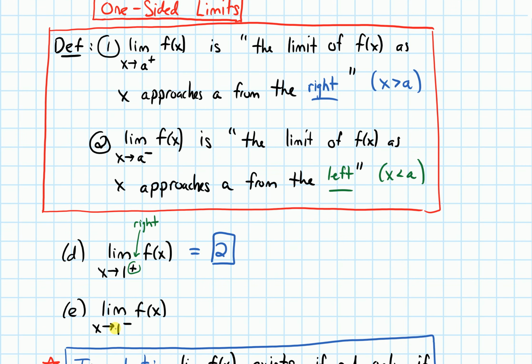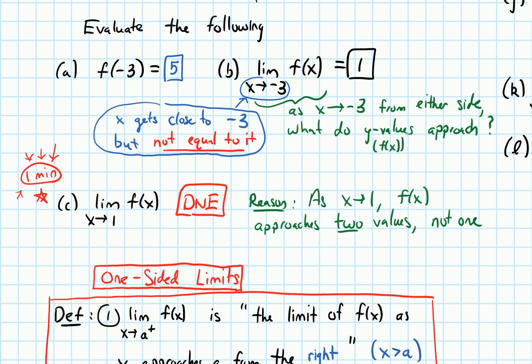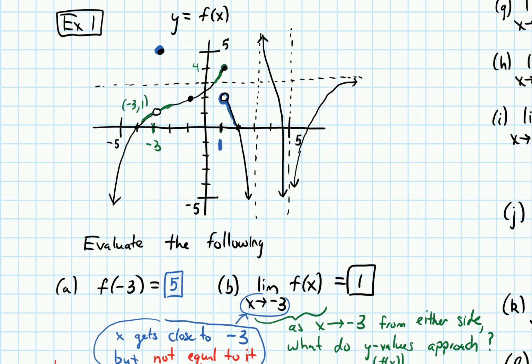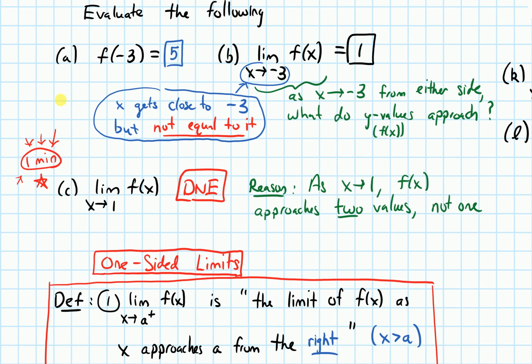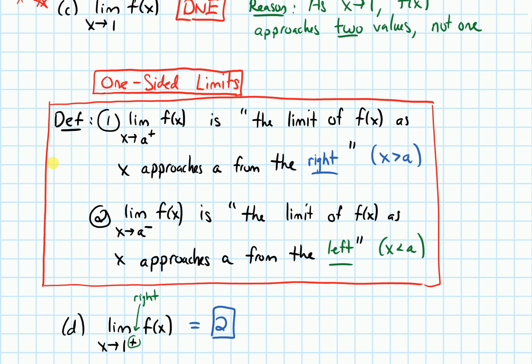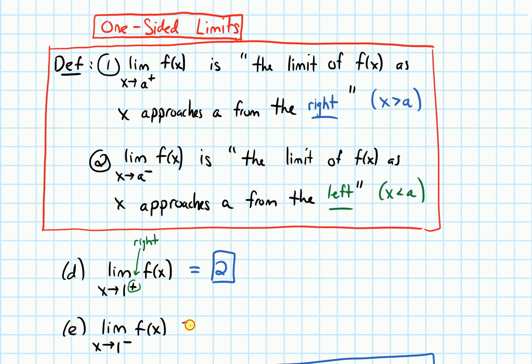So if I'm going to approach 1 from the left, and I go up to the graph, I'm going to be tracing this part of the graph, because this is the part of the graph as x gets close to 1 from the left-hand side. But the y values there are getting close to this point, and the y value of that point is 4. So that is my limit from the left. Okay. All right, so we've done a couple of examples of these one-sided limits.